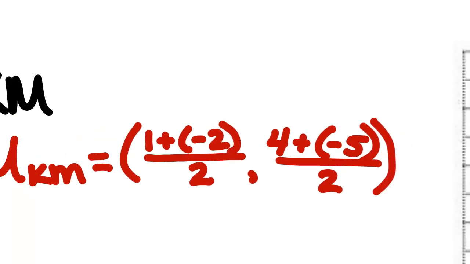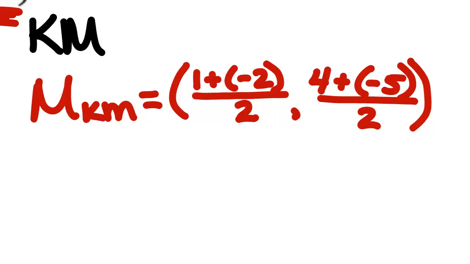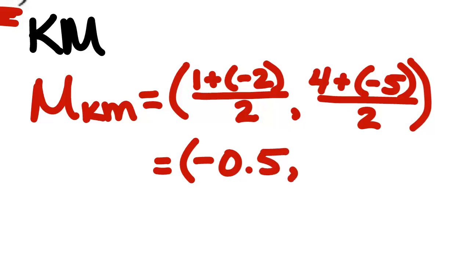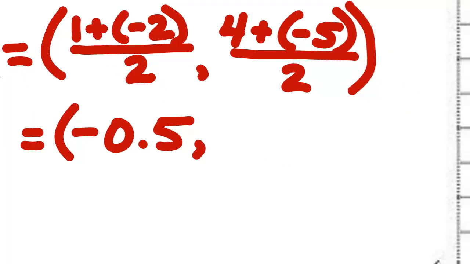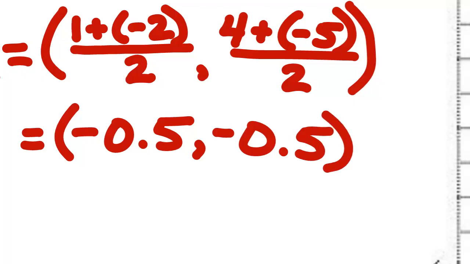You guys already told me this a moment ago, but what is 1 plus negative 2? Negative 1 divided by 2? Negative 0.5. And what is 4 plus negative 5? Negative 1, and then we divide that by 2. So we get another negative 0.5.